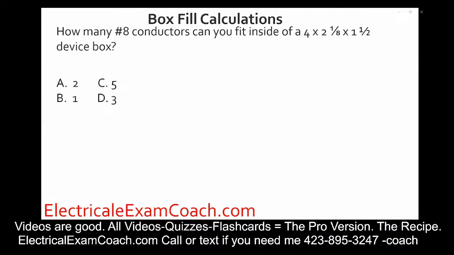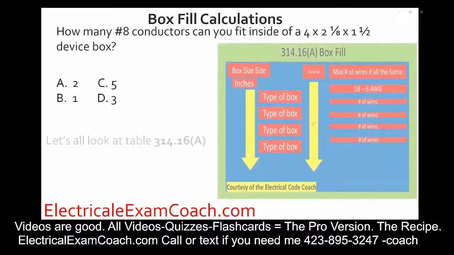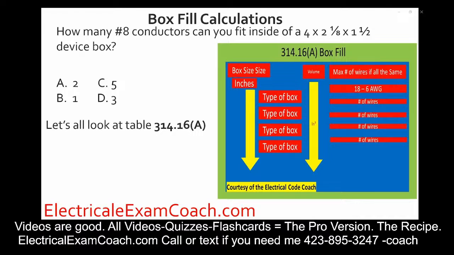How many number 8 conductors can you fit inside of a 4 by 2 1/8 by 1.5 inch device box? We head to 314.16(A). We're going to find our gauge wire. Then we're going to come over and find our type of box and size, make sure we do everything correctly, and we're going to find that it holds 3.